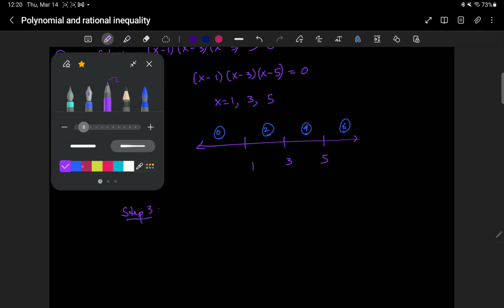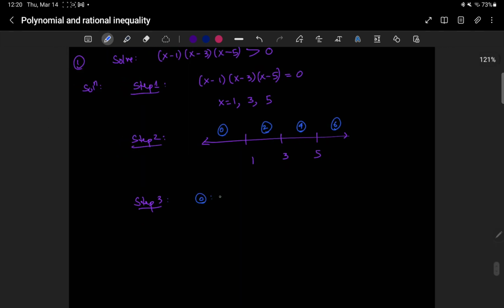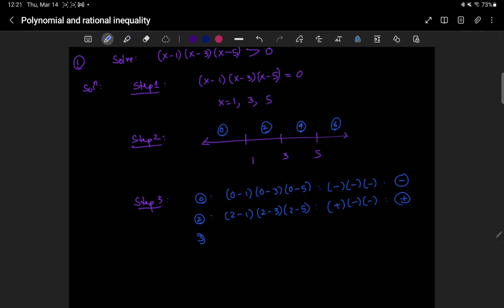Step 3, I'm going to plug in each of these numbers. And again here, having it in factored form is going to be helpful because you can just look at the sign of each factor. So it's going to be a negative number times a negative times a negative, which will be negative. Then 2: 2 minus 1, 2 minus 3, 2 minus 5. Positive, negative, negative, which will be a positive. Then 4: 4 minus 1, 4 minus 3, 4 minus 5. It's positive, positive, negative, so negative. And you guessed it correctly, the last one will be all positives, which will give us a positive.